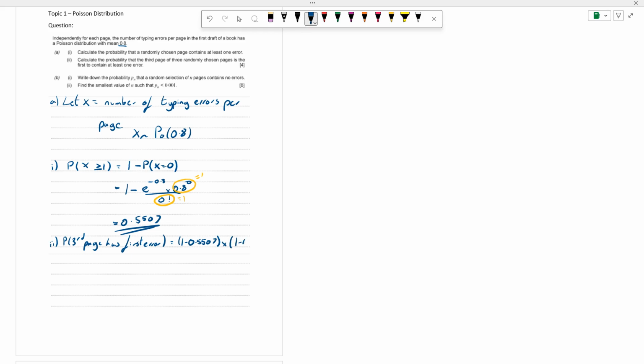And I want the probability of the second one doesn't have any errors. And then I want the third one to have at least 1 error. Okay, so the first one's no errors, and then having at least 1. Now if I type all that in my calculator, I get this as an answer.